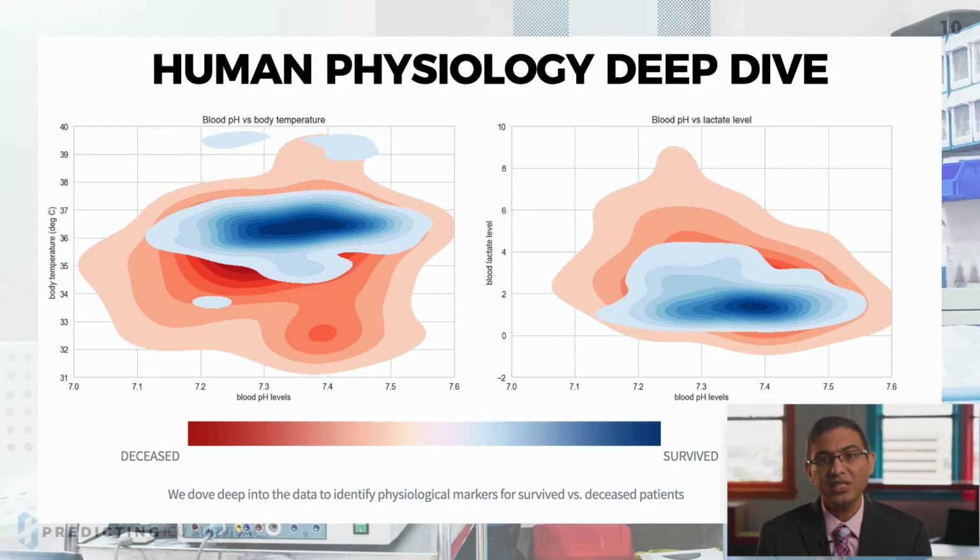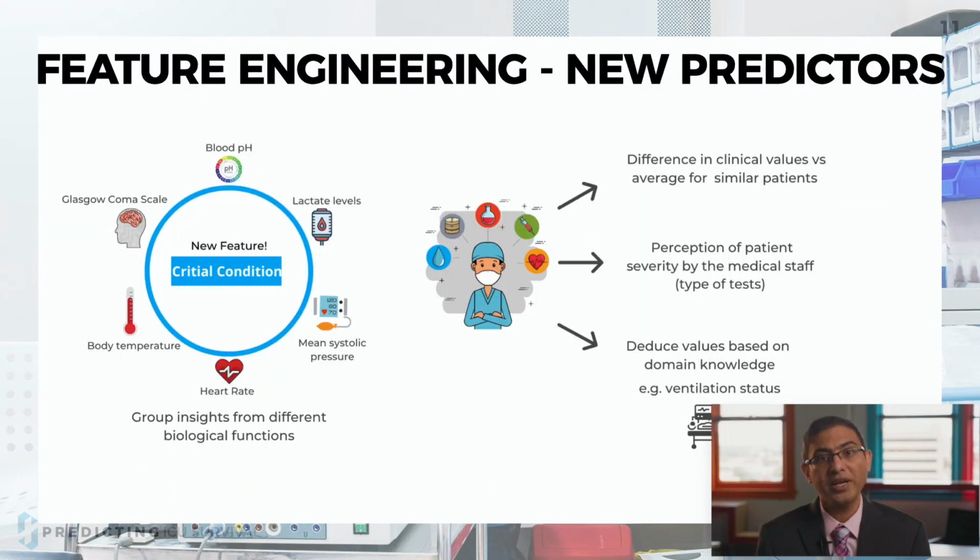As you can see in the charts here, although there is a considerable overlap between the values for the patients who survived versus who did not, there is still some separation and the outliers which can serve as better predictors. One more useful thing we did was to combine different variables to create more insightful features.